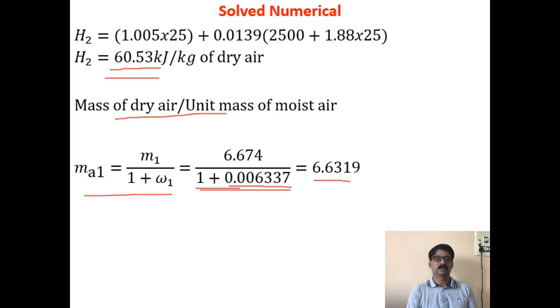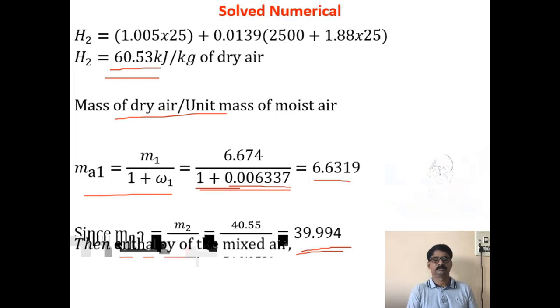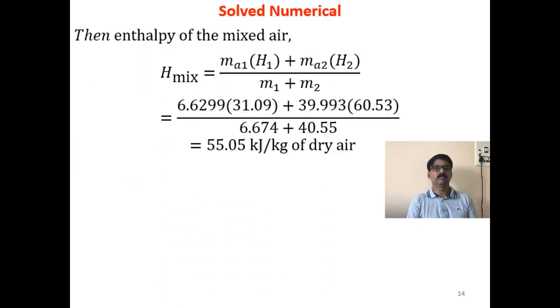So you will get it as 6.6319. And similarly, mass of dry air per unit mass of moisture for stream 2 is 39.994 kg per minute. Now the enthalpy of the mixed air, H mixture, is equal to Ma1 into H1 plus Ma2 into H2 divided by M1 plus M2, and after proper substitution and calculation, you will find this value as 55.05 kilojoules per kg of dry air.